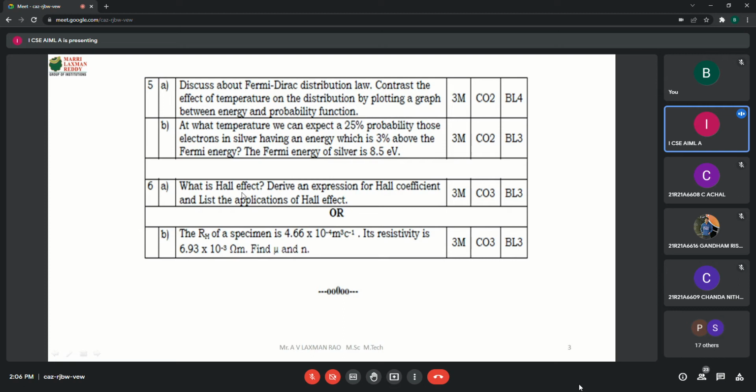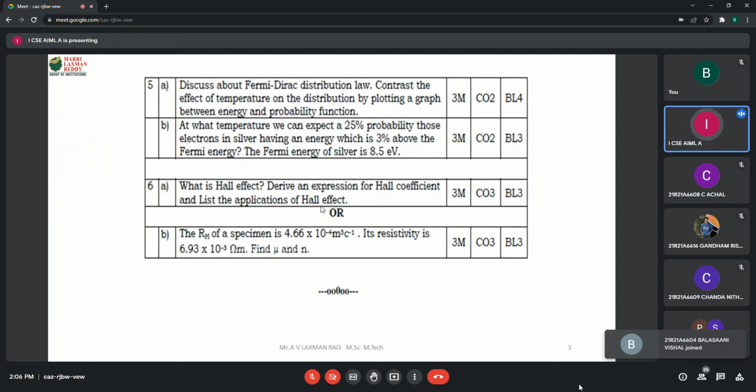In general, in mid examination, 6A will be the theory question. Means what is Hall effect? Derive an expression for Hall effect, Hall experiment, and list the applications of Hall effect. Regarding the entire Hall effect, you have to write. The same question can be asked in the final exam for 10 marks or 12 marks. Here the marks carried are less, but whatever content you have to write, the complete content you have to write.